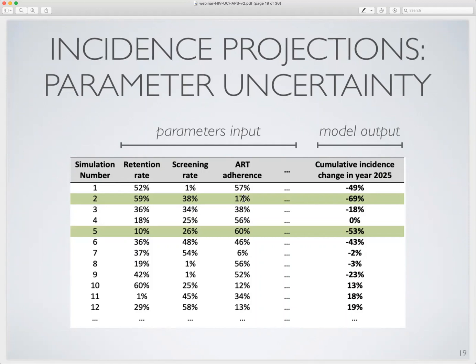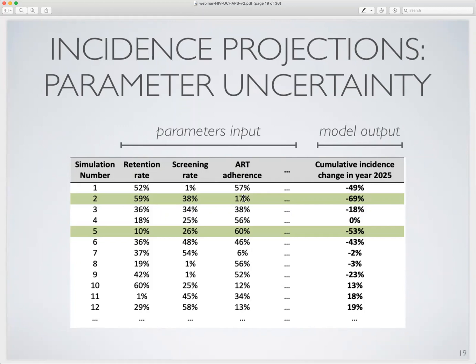And then each scenario simulates your key metric. That is here, the HIV cumulative incidence up to the year 2025. And this is the column on the right. And here, in this table, I highlighted the scenarios that reach the goal of reducing the cumulative incidence by at least 50%. Okay, so that was one of the main goals of the study we are looking at now.